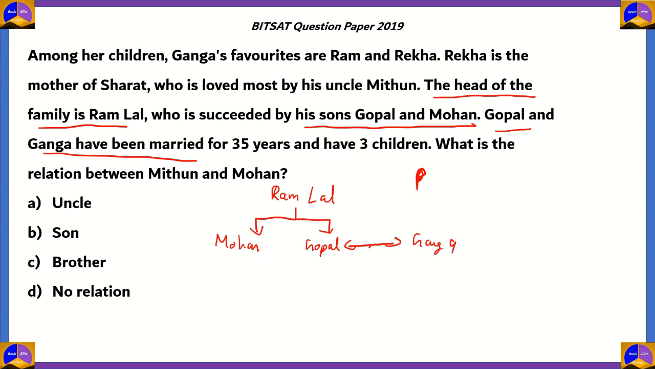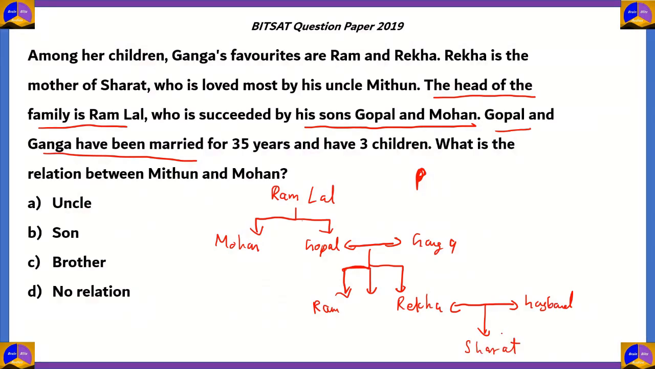and they have 3 children. And we also know that 2 of the children are named Ram and Rekha. We also know that Rekha is a mother, so that means she must have a husband. The husband's name is not given. And we also know that they have a son whose name is Sharat. Now, Sharat has an uncle whose name is Mithun.